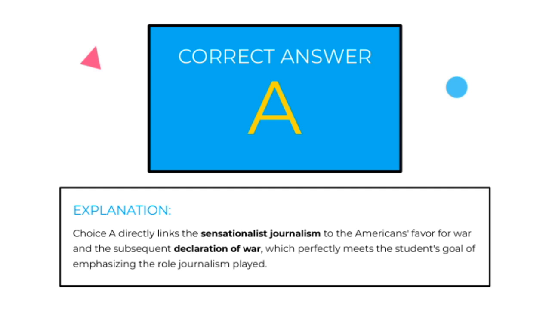It highlights how biased or exaggerated reporting can mobilize a nation toward a specific action, in this case, going to war. By emphasizing this link, we see the media not just as a passive observer, but as an active participant in shaping historical events. This example aligns perfectly with our overall theme of understanding the significant impact journalism had during that period.